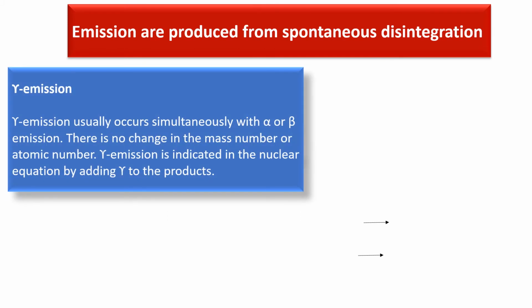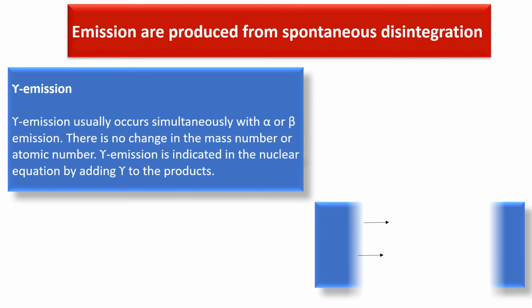This emission occurs simultaneously with either alpha or beta emission. And in the case of gamma emission, there is no change in mass number or atomic number. To know that it is a gamma emission, the symbol of gamma emission is added to the product formed at the end of this reaction.